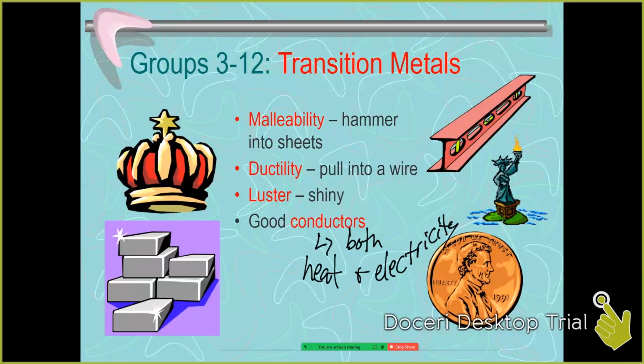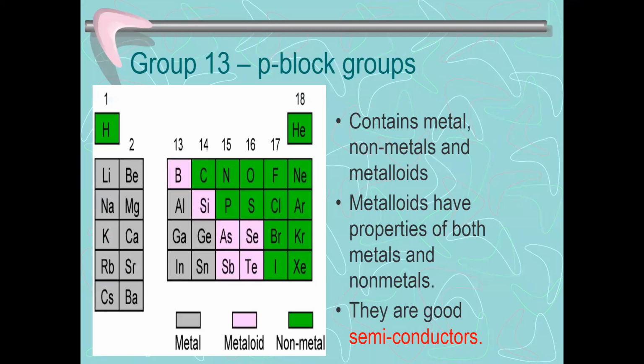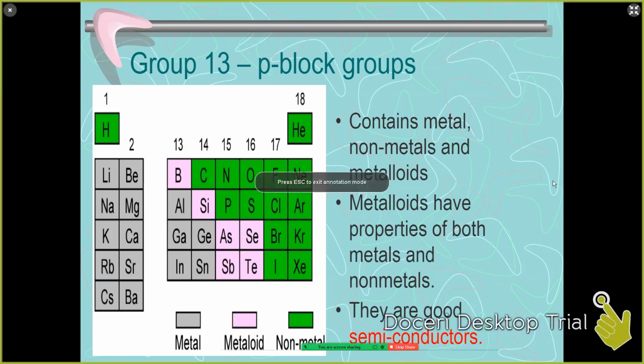All right, then we're going to move across to group 13 through 18, which are very predictable, like group 1 and 2. So we do spend time on those. So we'll start with group 13. It's a P block group. In fact, everything from 13 through 18 is a P block group.